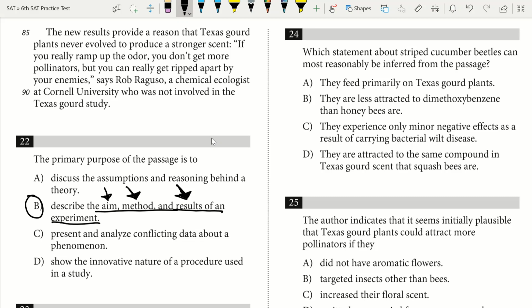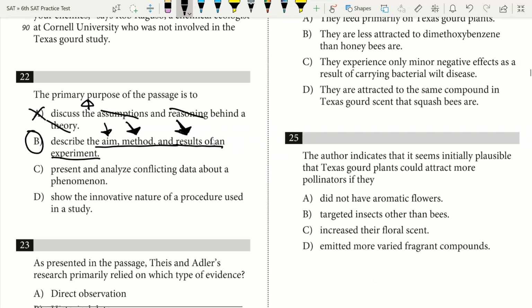As far as why A, C, and D are wrong, A says discuss the assumptions and reasoning behind a theory. We don't discuss those assumptions and reasoning behind the theory, and even if we did a little bit, that's not the primary purpose of the passage, right? We want to look at the big picture when we're asked for the purpose of a whole passage. We want to look big picture.